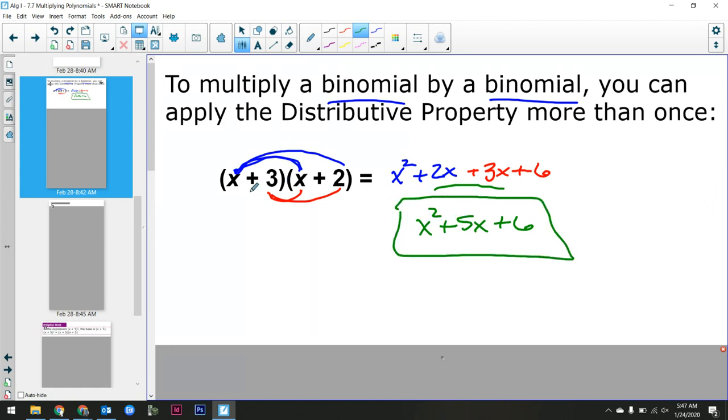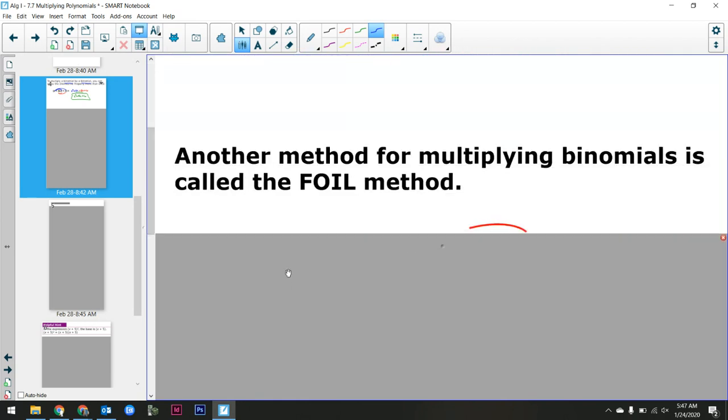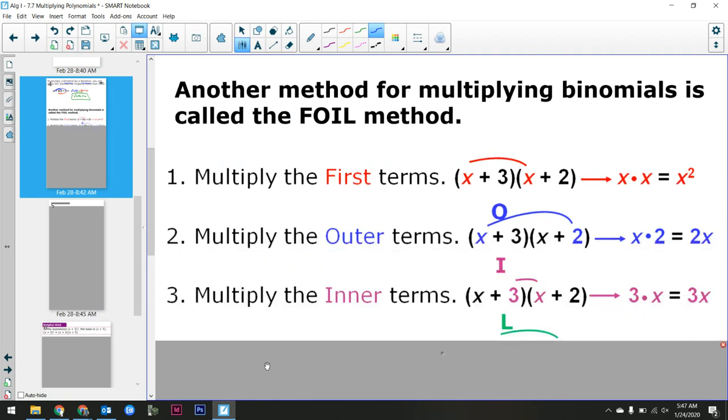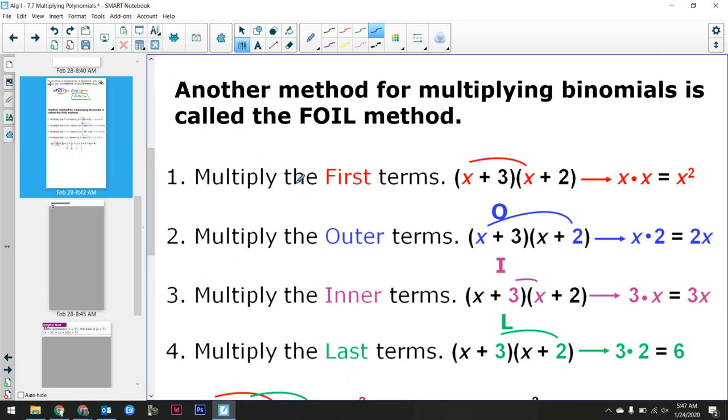So what did we do there? Again, we did the distributive property, but we did it twice, right? Once for the first term of the leading binomial, once for the second term of the binomial in the front. Now, there's a way to remember how to do this. It's called the FOIL method. All the FOIL method really is saying is that I multiply. Now, FOIL is just an acronym.